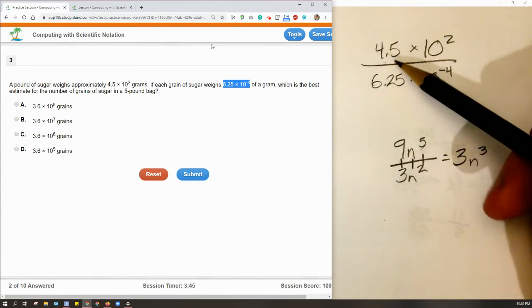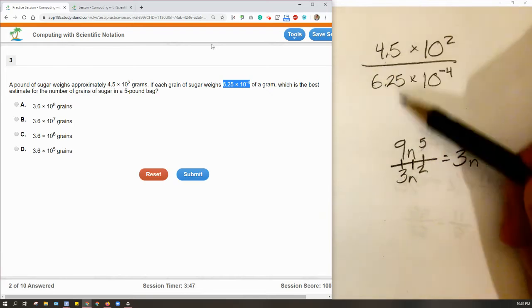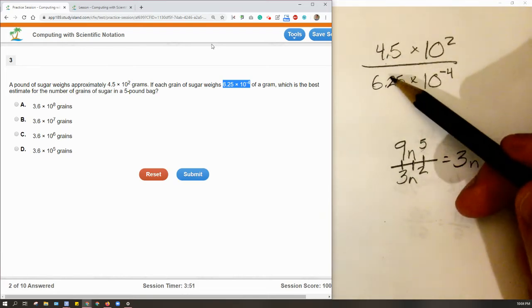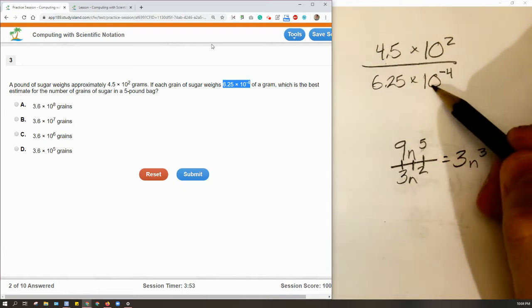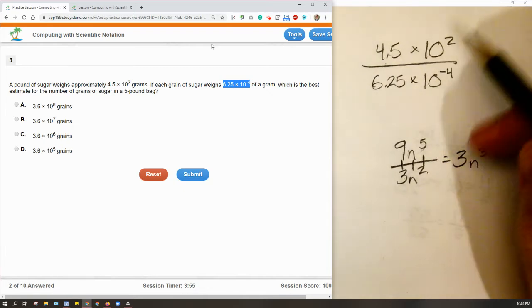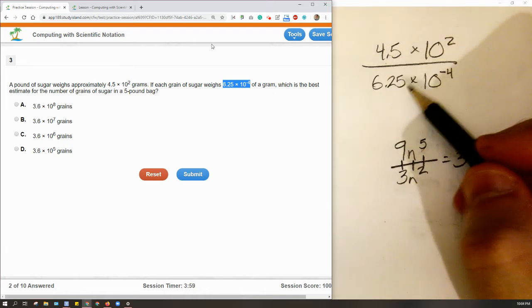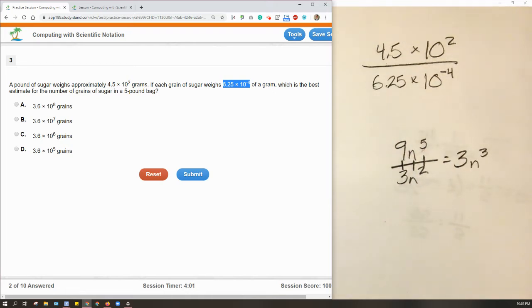We're going to divide the coefficients, the leading numbers, the 4.5 and the 6.25. We're going to divide those. We're going to keep the base, which is the 10, the times 10, and we're going to subtract the exponents. So here we go. What is 4.5 divided by 6.25?